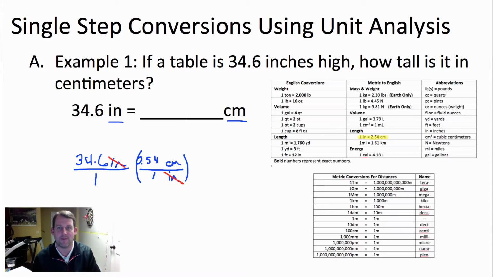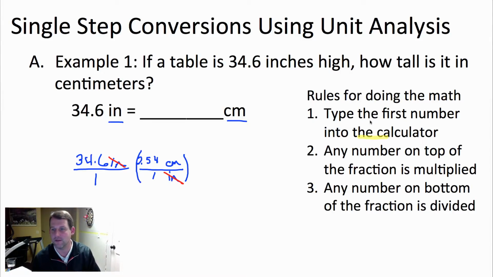Now as we do this math, there are a few rules we have to keep in mind. First of all, you do the math by starting by typing the first number in the calculator. So we type 34.6 into the calculator. And then any number after that that's on top of a fraction is multiplied. Any number that's on bottom is divided. On bottom divided, on top multiplied.